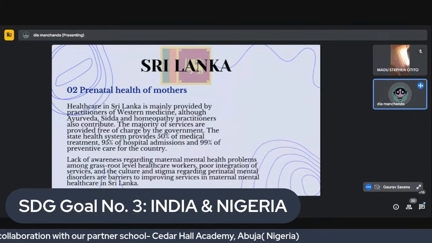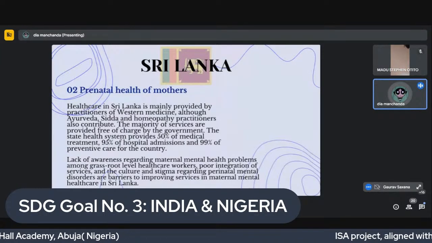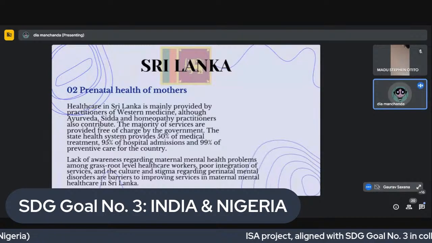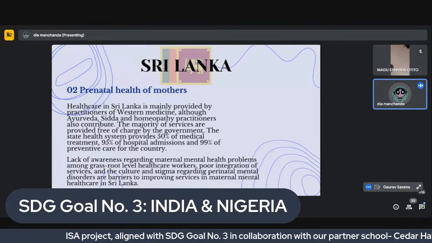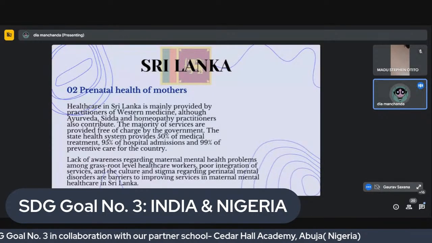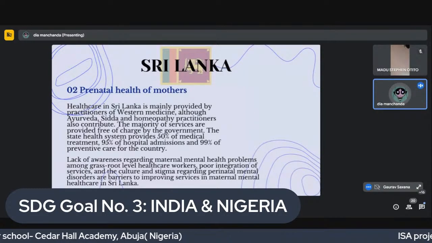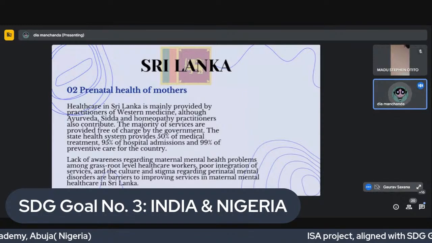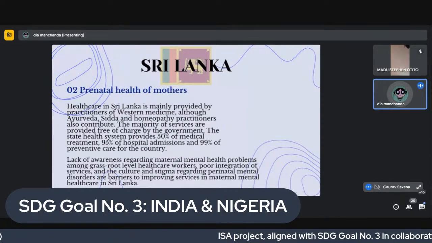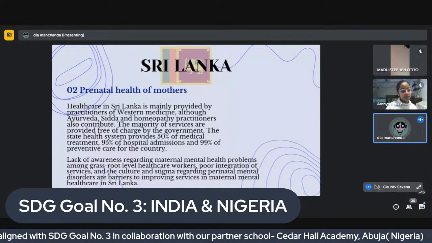Prenatal health of mothers in Sri Lanka. Healthcare in Sri Lanka is mainly provided by practitioners of Western medicine. The majority of services are provided free of charge by the government, and the state health system provides 50% of medical treatment, 95% of hospital admissions, and 99% of preventive care. Lack of awareness regarding maternal mental health problems among grassroots level healthcare workers, poor integration of services, and the culture and stigma regarding prenatal mental disorders are barriers to improving services in maternal healthcare in Sri Lanka.